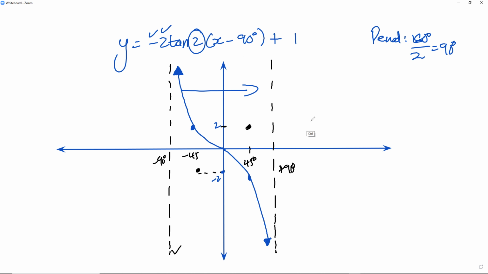So that means that I have to start at negative 45 now, and I have to end at 45, because that will ensure that the period is now 90. Okay, so I've now changed the period to 90, and I'm done with that part. Now I'm going to shift the whole thing 90 degrees to the right. That means that this whole graph is going to move 90 degrees to the right.